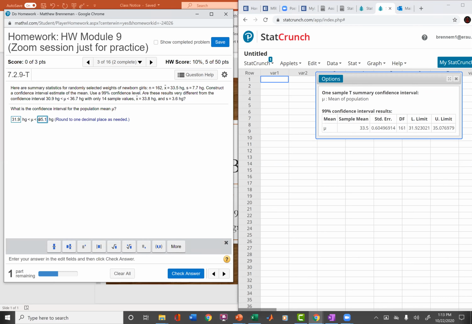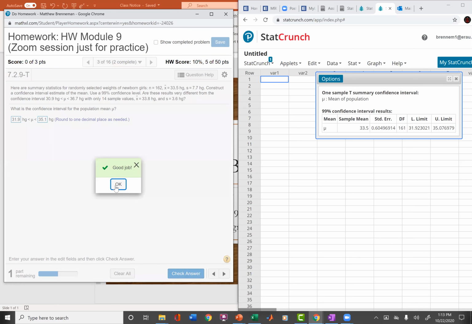HG. Whatever HG is, I think they made a typo in this problem, unless HG is a weird, like hectograms or something, because this is what they usually use for mercury, so I don't know what HG is. But in any case, it is what it is. So does that work out for everyone? Just want to make sure. If you don't, I'd be more than happy to look at what you're doing. Yeah, it works out. Excellent.